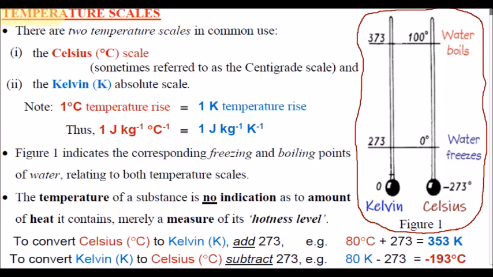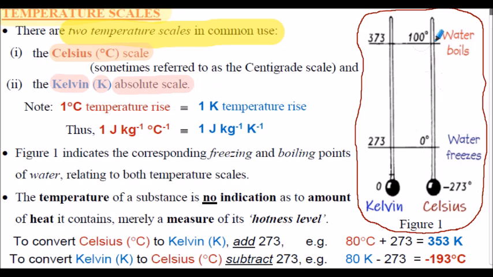Let's recap temperature scales. We've reviewed these in previous presentations. Essentially, there are 2 temperature scales in common use. The most common is the Celsius degree C scale, and the second one refers to the SI base unit of temperature, generally used for scientific work, and that's the Kelvin, symbol capital K, often referred to as the absolute scale.